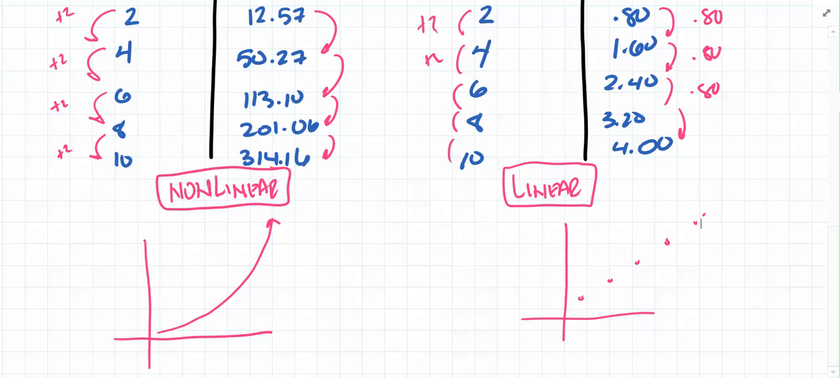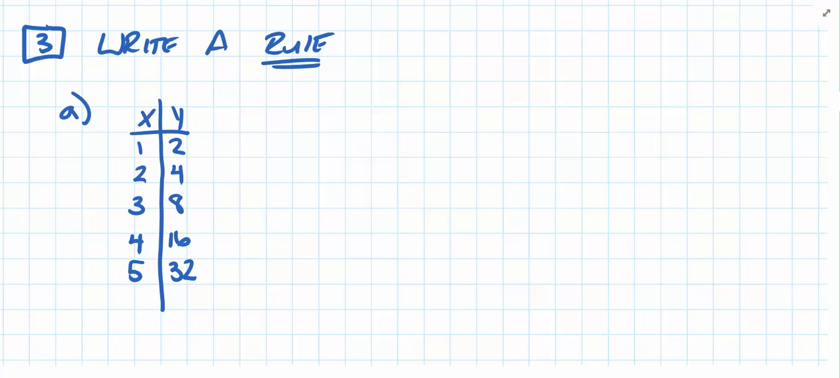All right, here's an example for you. And the directions are asking us to write a rule. So what they mean by that is they want a generic statement that relates the input value, which is x, to the output value, which is y. All right, so that's what we're trying to do when we're trying to write a rule. Well, first of all, let's see here. Is this a linear or a nonlinear function?